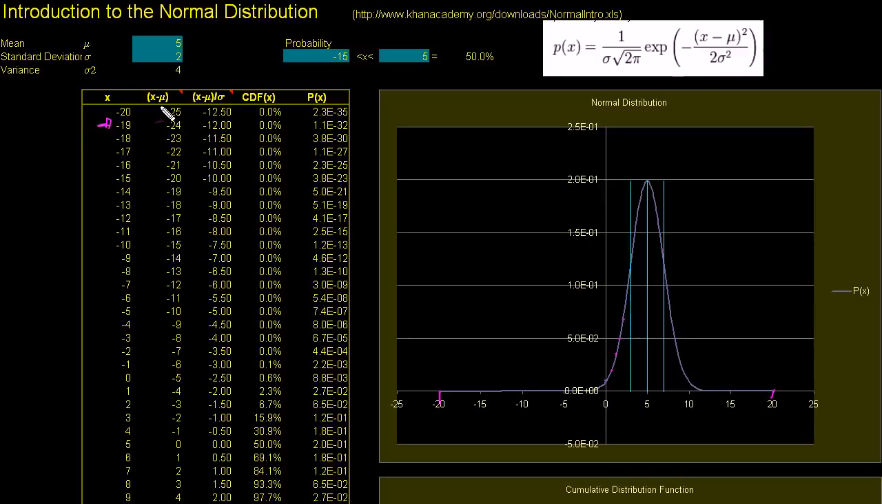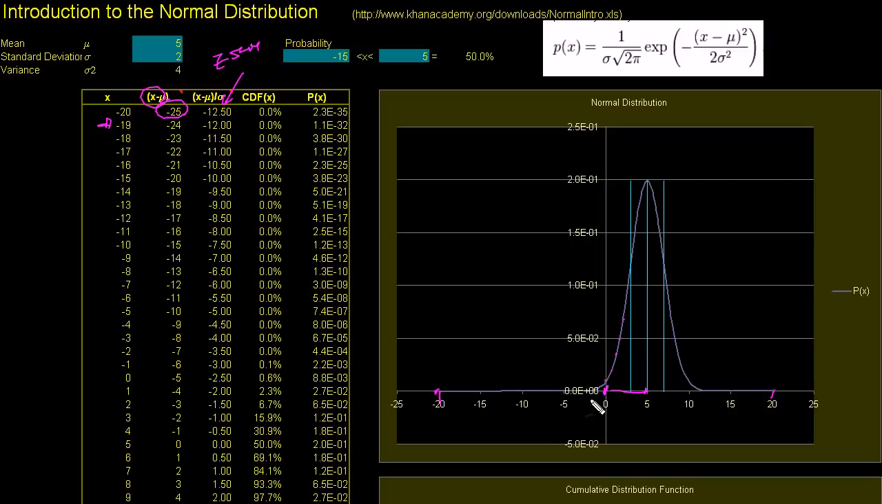Then I did the distance between each of those points and the mean, right? So I just took, let's say, the 0 minus 5, this is this distance. So this just tells you the point -20 is 25 less than the mean, right? That's all I did there. Then I divided that by the standard deviation, and this is the standard z-score, right? So this tells me how many standard deviations -20 is away from the mean. It's 12.5 standard deviations below the mean. And then I just plugged it into essentially this formula to figure out the height of the function. So let's say at -20, the height is very low.